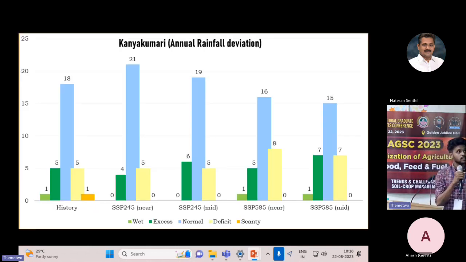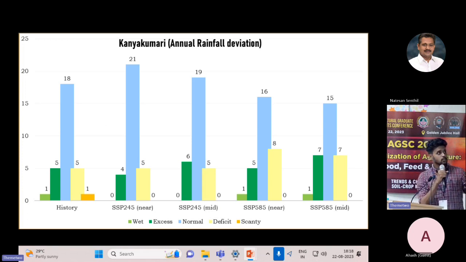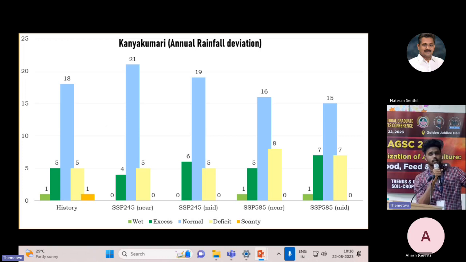Going to the results, here I showed the annual rainfall deviation. In the historical period, the normal rainfall is recorded as 18. Going to the SSP 245 and 585 scenarios, SSP 245 is a medium emission pathway, and SSP 585 is a high emission pathway. In 245, the temperature prediction is 2.7 degrees Celsius. In 585, the temperature recorded is 4.4 degrees Celsius.